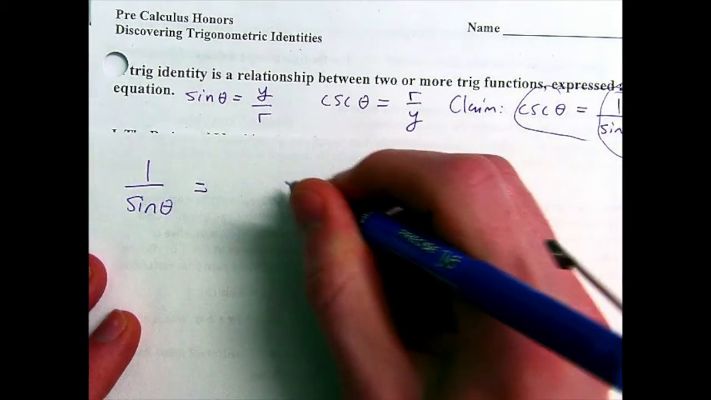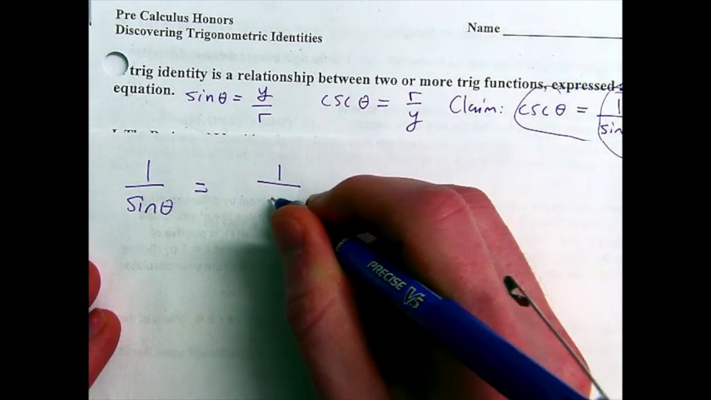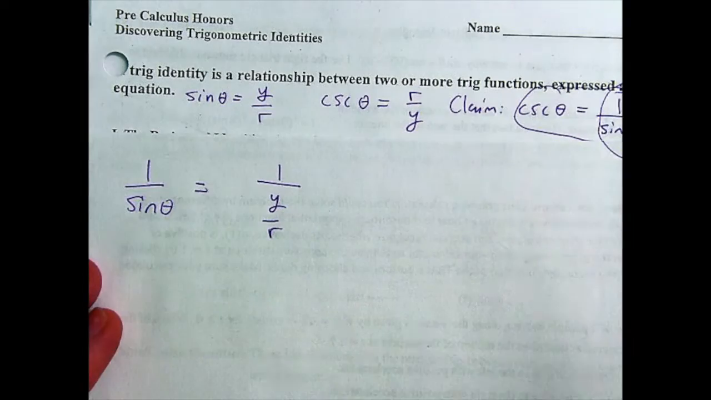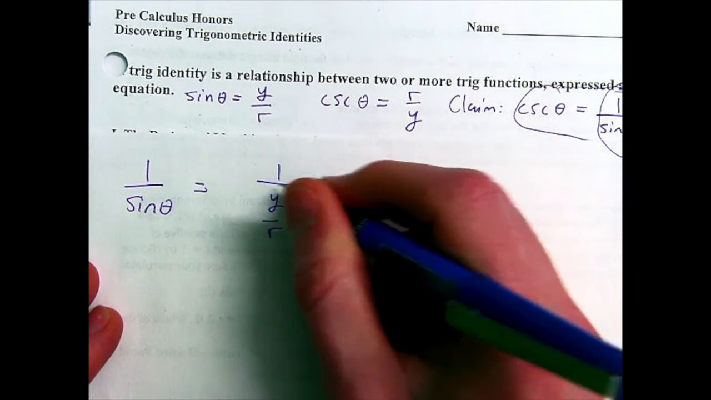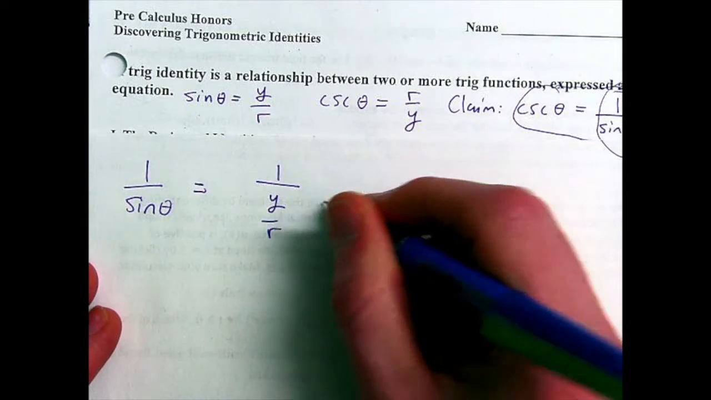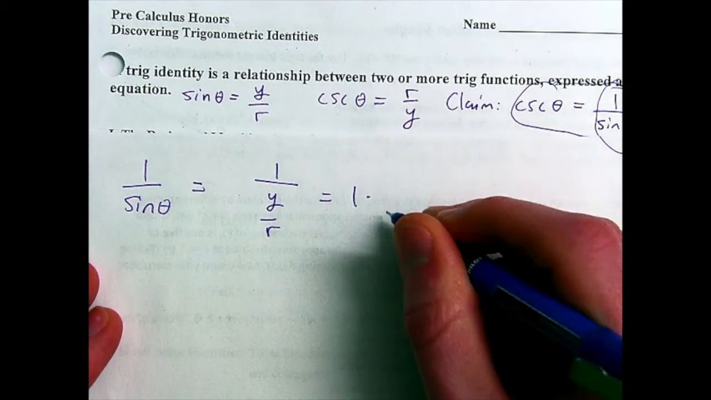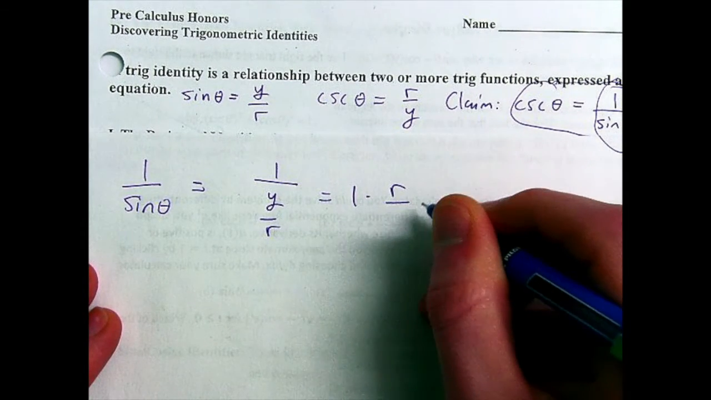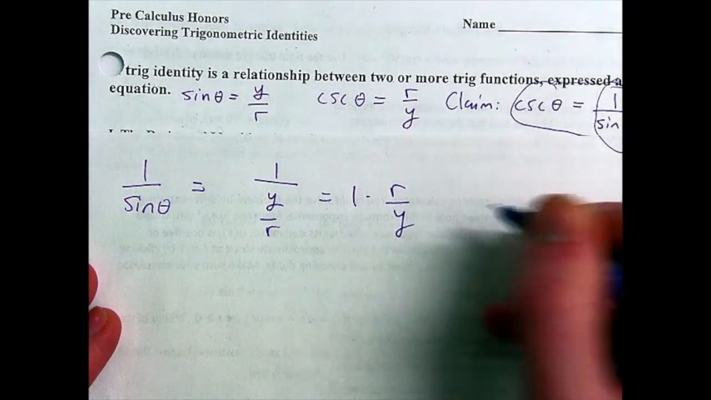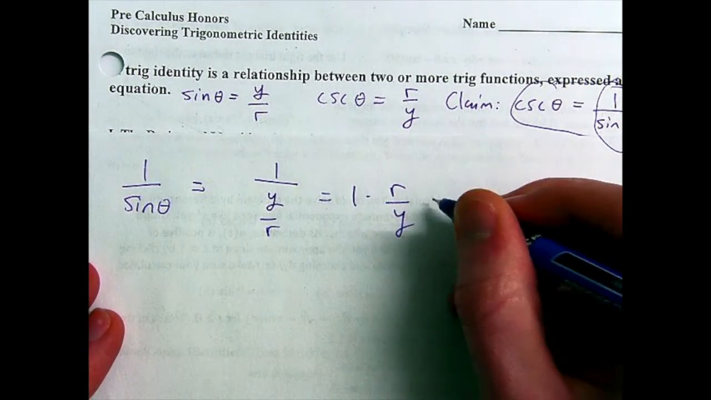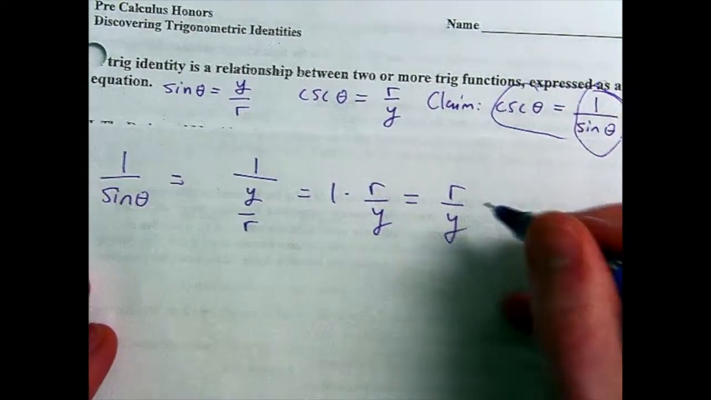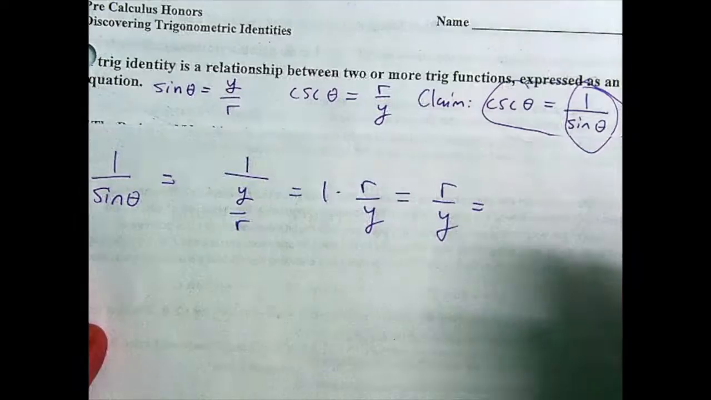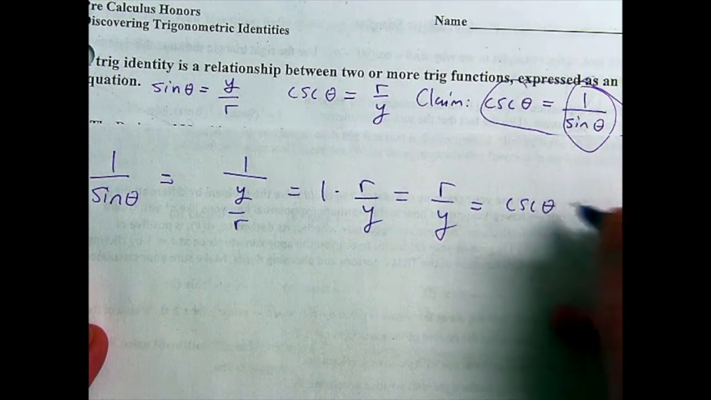The unit circle definition of sine theta, as we just saw, is y over r. So we have 1 over y over r. Now, this is like a complex fraction, right? I can keep this, change this to multiplication, and then flip this. So this is 1 times r over y. But of course, the 1 isn't doing anything here, so it's really just r over y. And if you recall, r over y is exactly the unit circle definition of cosecant theta.